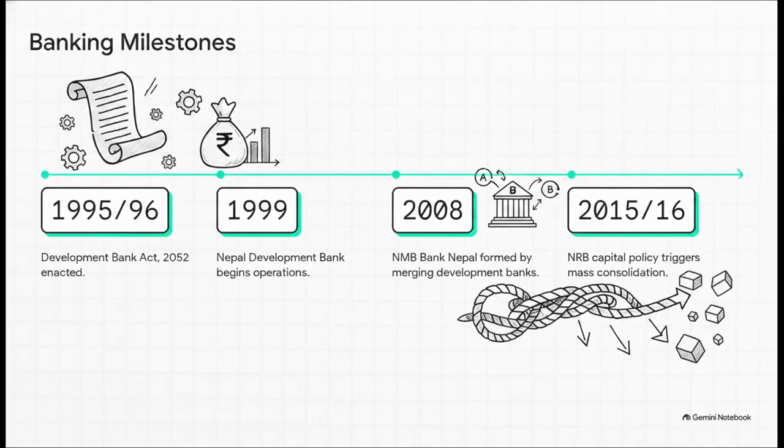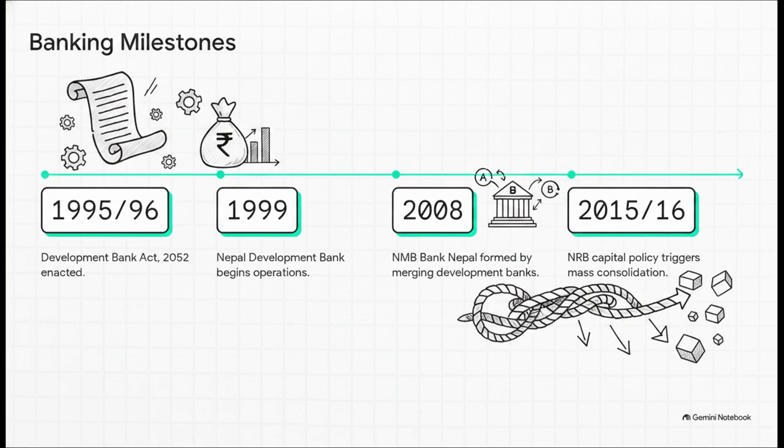Let's actually break down these key milestones, especially if you're tracking the dates for an exam. It all kicked off with the Development Bank Act of 1995/96, or 2052 BS. Then the very first one, Nepal Development Bank, hit the ground running in 1999. Fast forward to 2008, and NMB Bank Nepal made huge waves by merging and upgrading to an A-class bank.